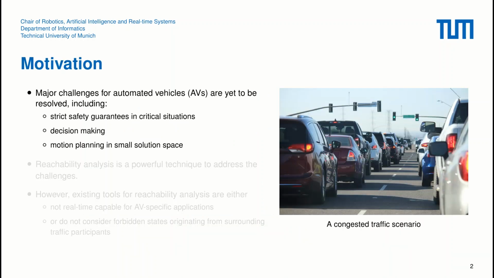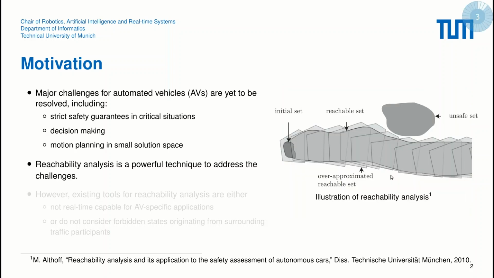Compared with human-driven vehicles, highly automated vehicles are expected to offer increased road safety and passenger comfort, reduce emissions and travel time. However, major challenges such as strict safety guarantees in critical situations, decision-making and motion planning in small solution space are yet to be resolved to unfold these benefits fully. Reachability analysis, which determines the set of all reachable states of a system over time, which is also referred to as the reachable set, is a powerful technique to address these challenges.